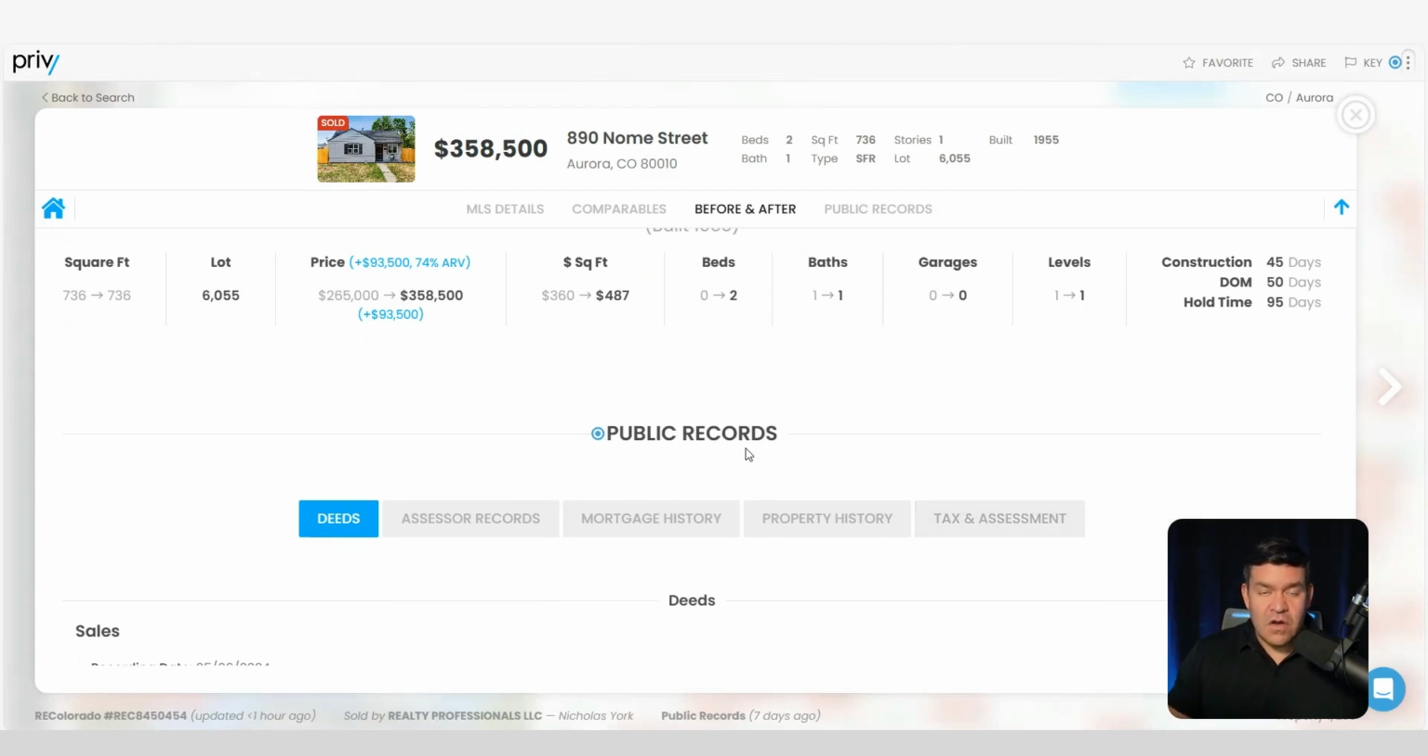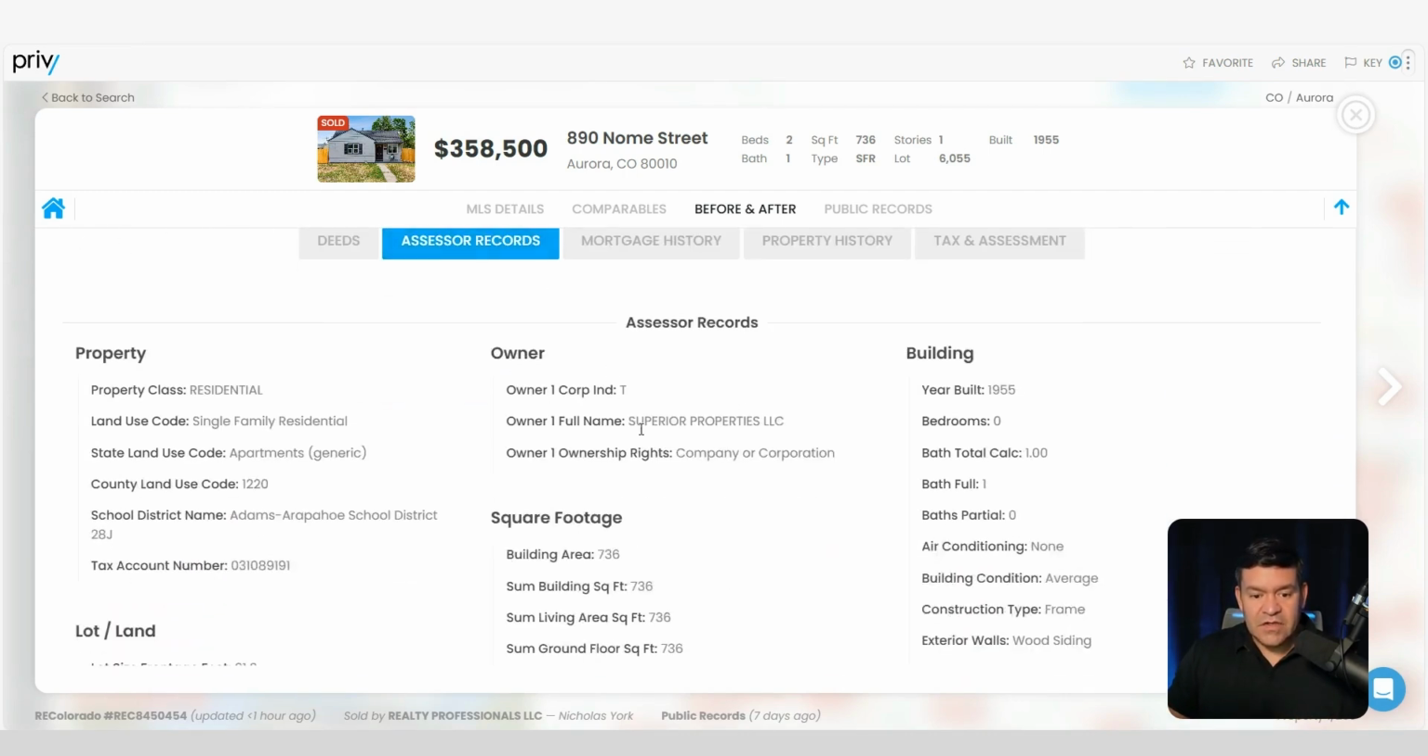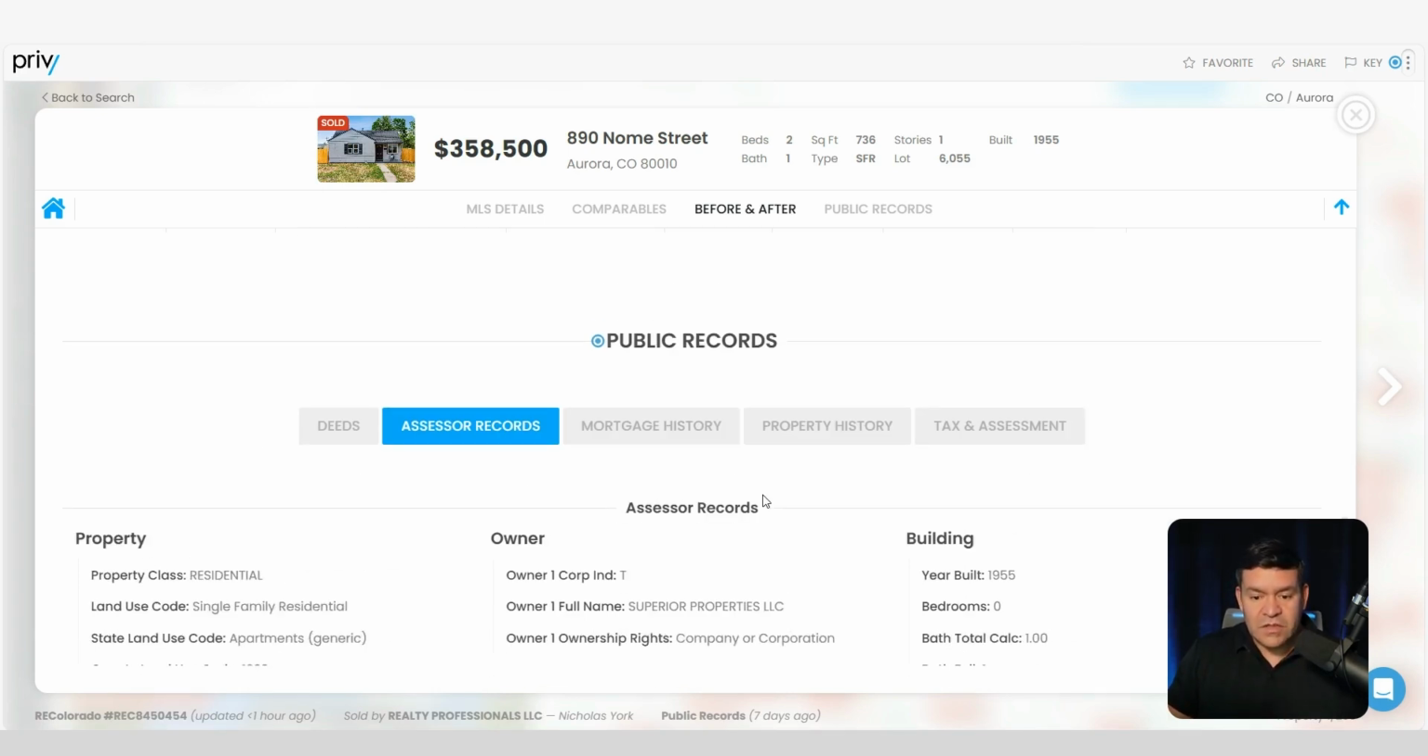And then if you are someone who is seeking out investors, maybe you're a lender, or maybe you're an agent, or maybe you're a wholesaler who's building a buyer's list, then you can come down here in the assessors section and you can see here that this was flipped by Superior Properties LLC. And so Superior Properties LLC is an investor who flips properties. So there's many reasons why you might want to reach out to them.